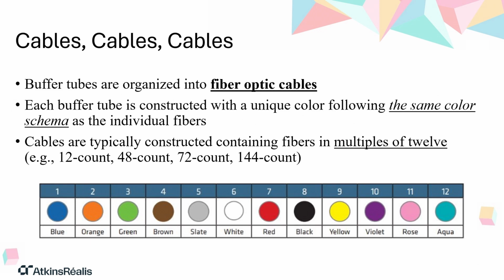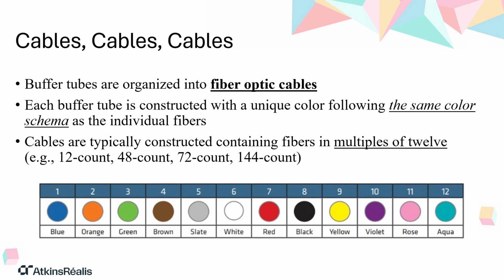Now, again, I mentioned that the color scheme is extremely important to remember. And while it does apply to the individual fibers within a buffer tube, it also applies to the buffer tubes themselves. Each buffer tube is constructed with a unique color following the same color schema as the fibers. So this means if you had 12 buffer tubes within a cable, that first buffer tube would be blue. The second buffer tube would be orange, the third green, and so on and so forth.